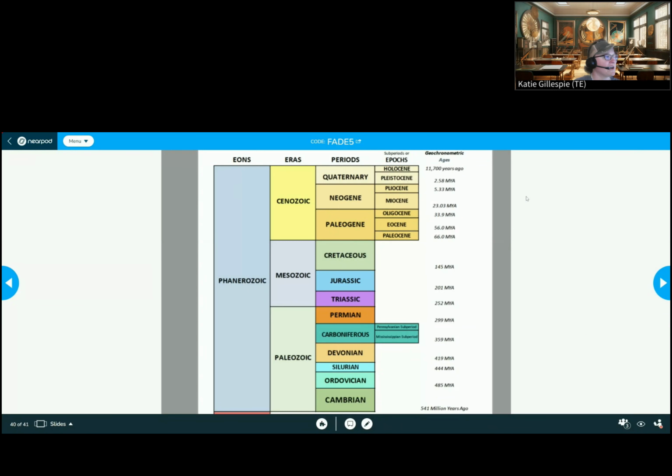So go impress your parents. Say, hey, guess where we are in geologic time? We are in the Phanerozoic eon, the Cenozoic era, the Quaternary period, and the Holocene epoch. I'm sure they'll be impressed.